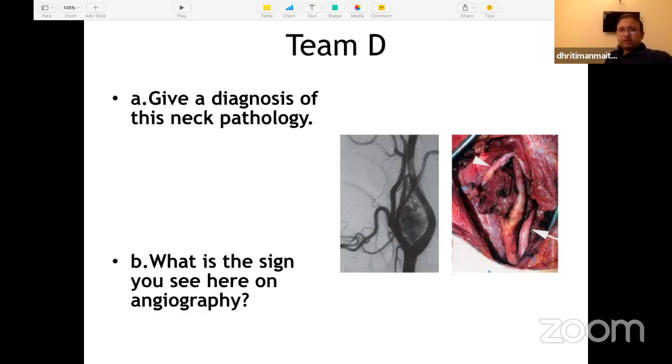Moving to Vaibhav. Give a diagnosis of this neck pathology from the radiological picture and the anatomical window dissection. And what is the sign you see here on angiography?